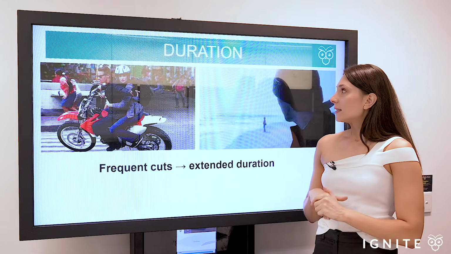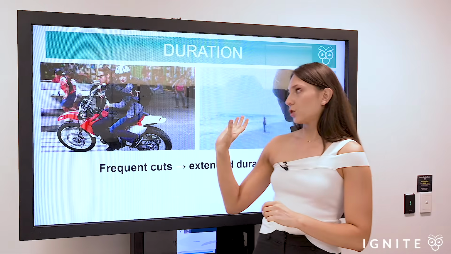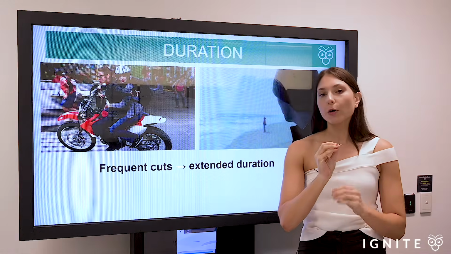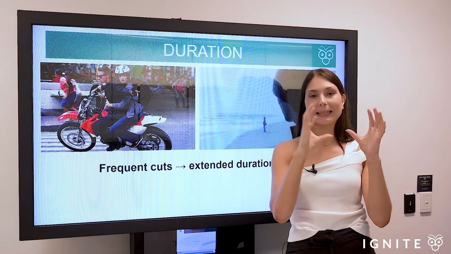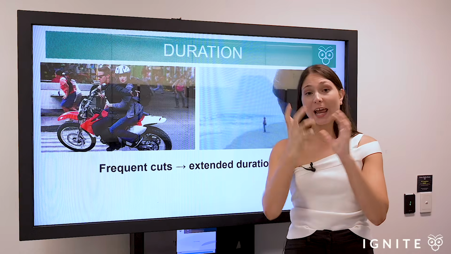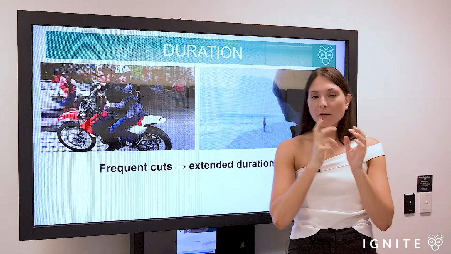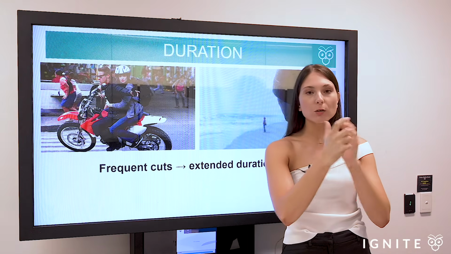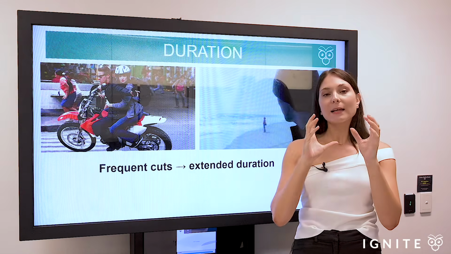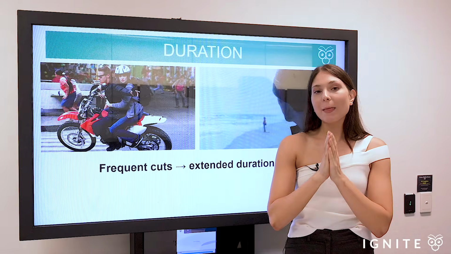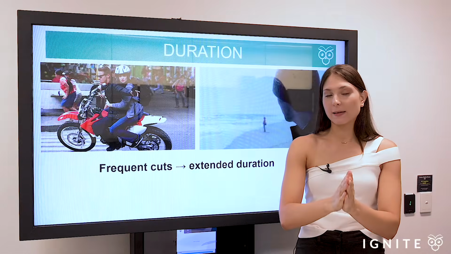The next thing to consider is the duration of the shot. Now, duration refers to how long we have a particular image before there is a change or a cut. So every time there is a change in camera angle or a focus, that is a shot change, and that implicates the duration of that particular shot.